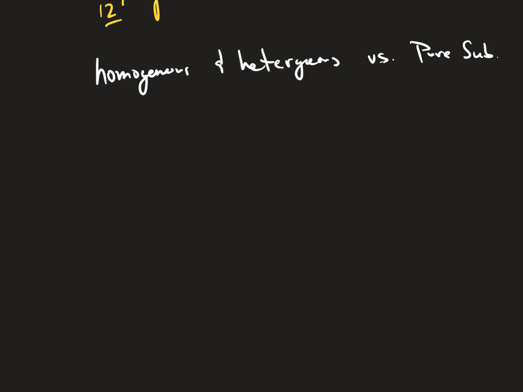How do you tell if something's a pure substance? If it's made up entirely by one thing. A little bit more information than that. Two types of pure substances that we talked about.